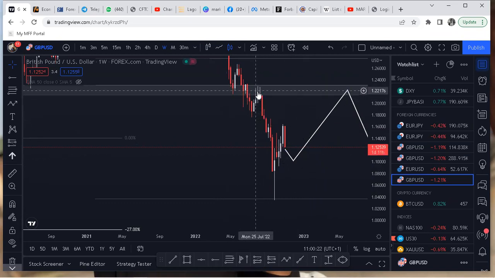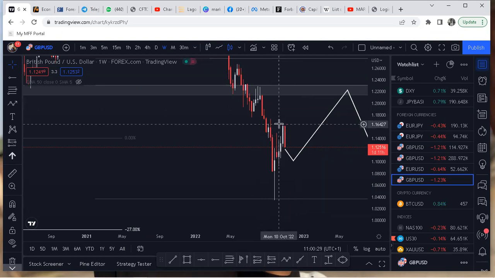So when it gets here, please don't think twice, sell. This is a 3-week level on the weekly time frame with other blocks, and liquidity here again. So don't be afraid to sell whenever it comes to that place.